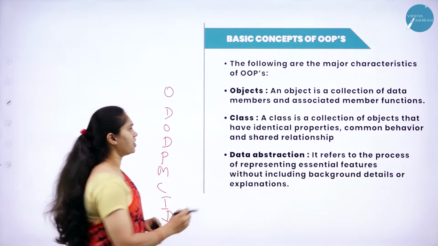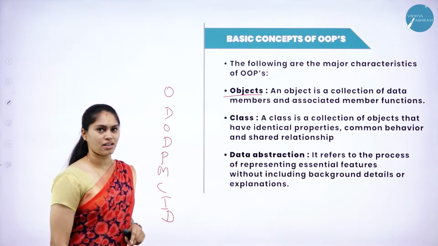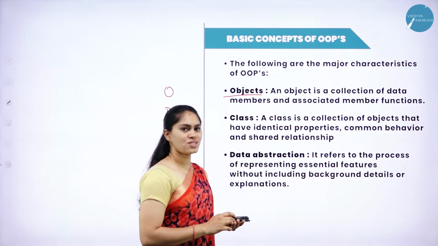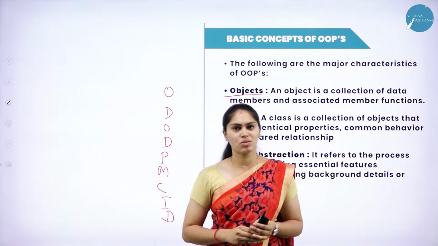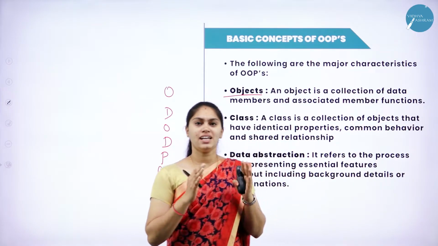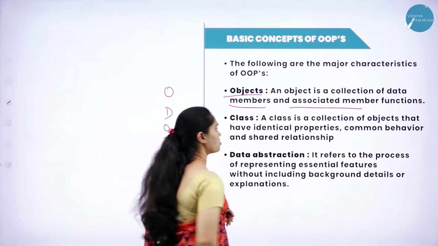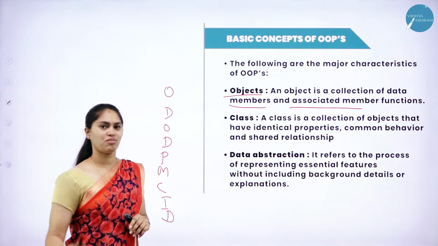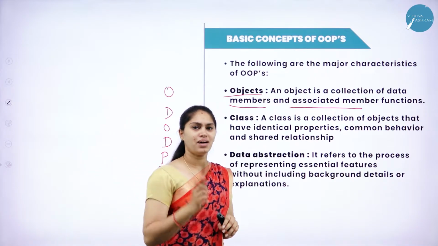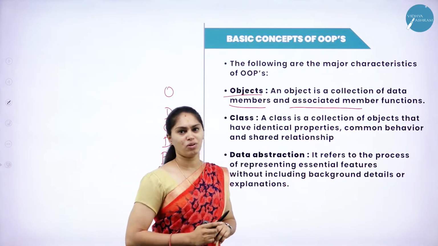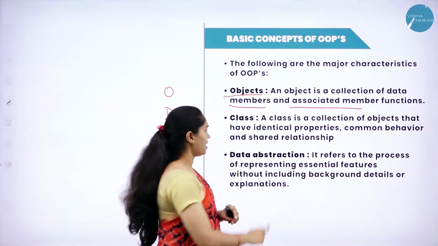So what is the first concept we have here? Object. Can I consider this table as an object? Yes. Can I consider a student as an object? Yes. How can I say it is an object? This object is a collection of data members and associated member functions. If I say anything is an object, it must have characteristics and it has to perform some operations. Then what is a class?